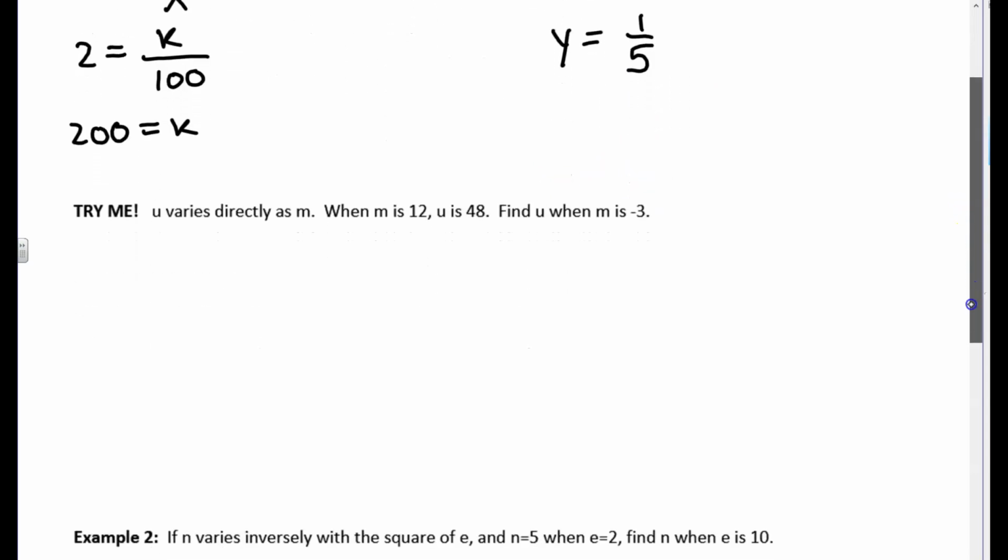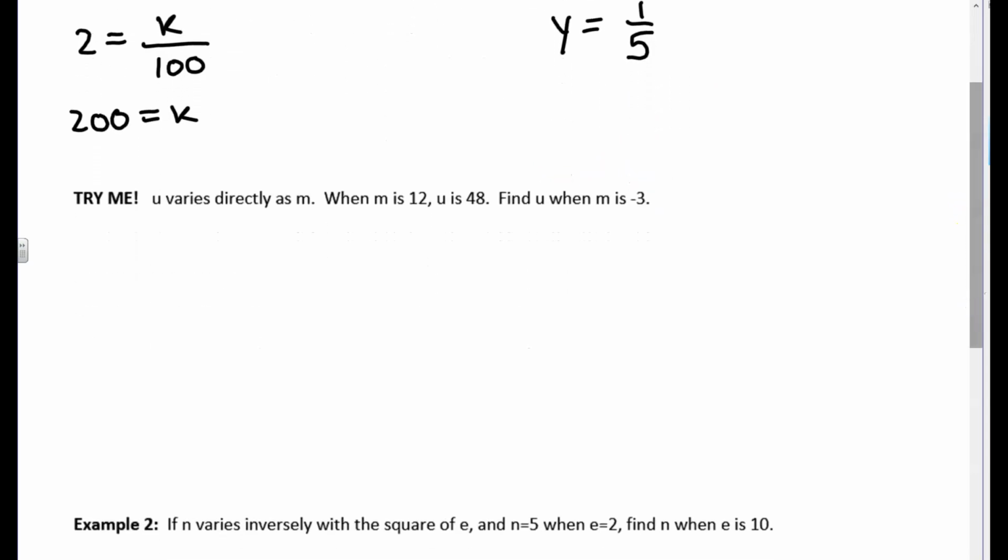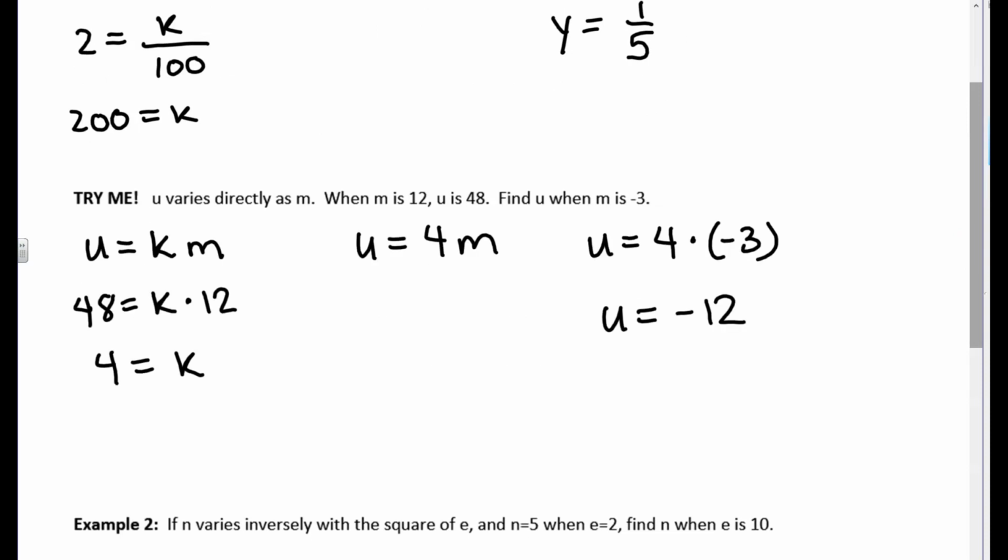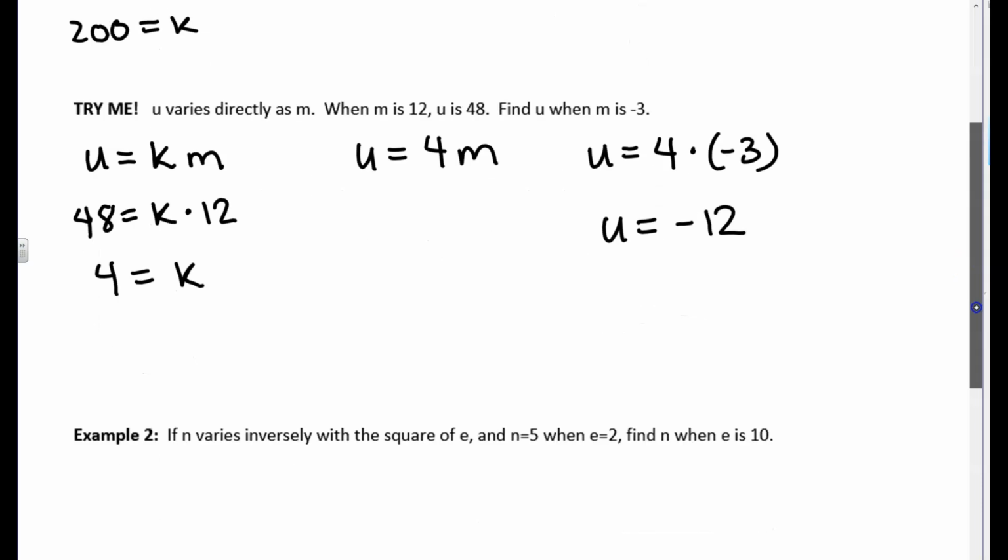All right, guys, I want y'all now to do this. Try me. All right, guys, take a look and check your answer. Okay, let's look at another one.